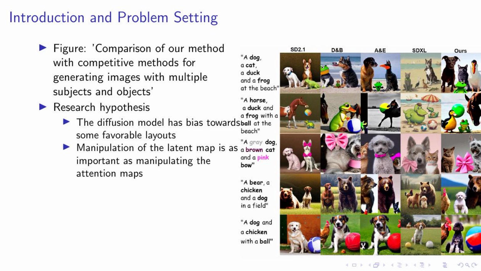We believe that the diffusion model inherently leans towards certain favorable layouts. This bias can be leveraged to our advantage. Furthermore, we posit that manipulating the latent map, the underlying representation of the image, is as crucial as manipulating the attention maps, which guide the model's focus during generation. By understanding and manipulating these aspects, we can effectively address the challenges of subject neglect and blending in text-to-image synthesis. This is a significant step forward in the field, and we're excited to share more about our method with you.